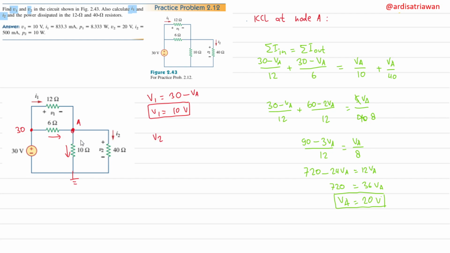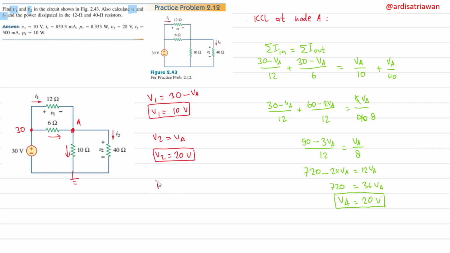And V2 is the same as VA because it is the same from the ground to this node, right? So V2 is equal to VA, or V2 is 20 volt. So we already found V1 and V2, and we are asked to find I1 and I2.